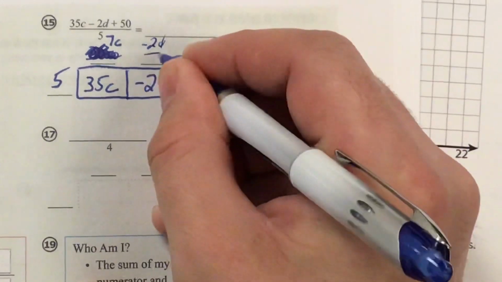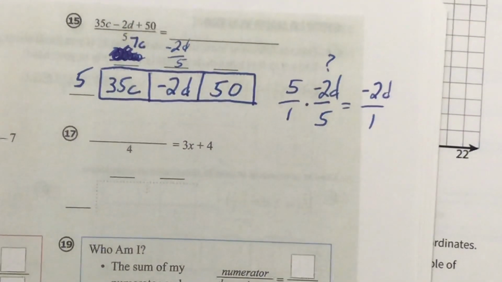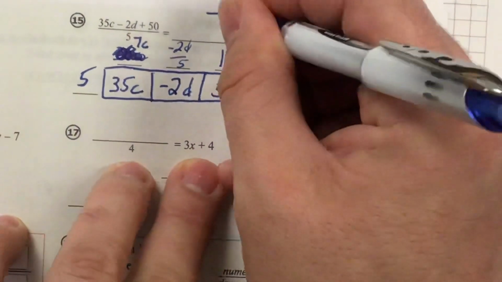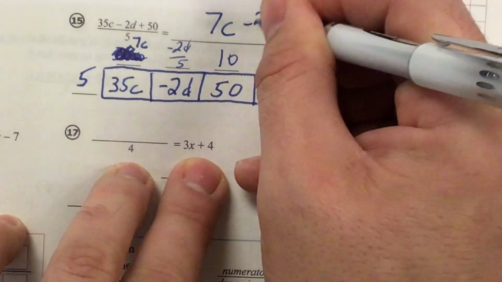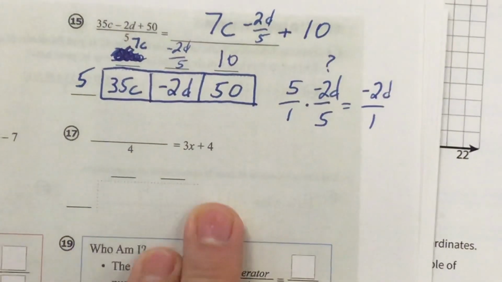So here's your answer: negative 2D over 5. It's nice when they're a whole number, but there's only so many of those to go around. Next one's a whole number. 5 times what is 50? 10. So your answer is 7C, negative 2D over 5, positive 10.